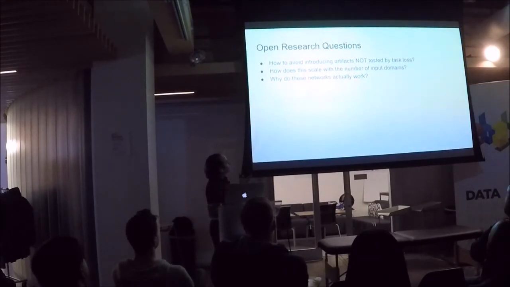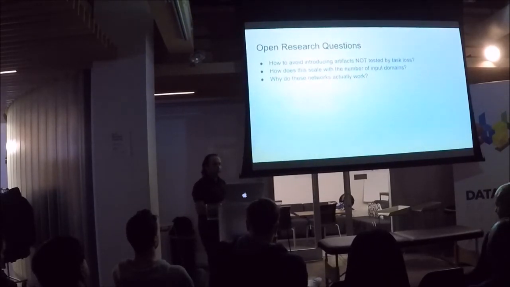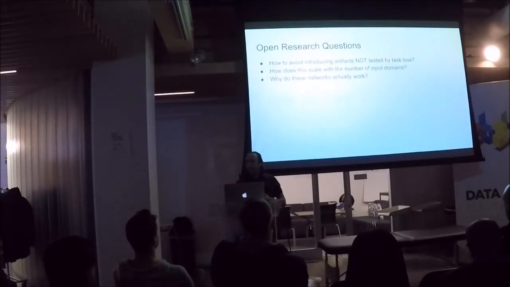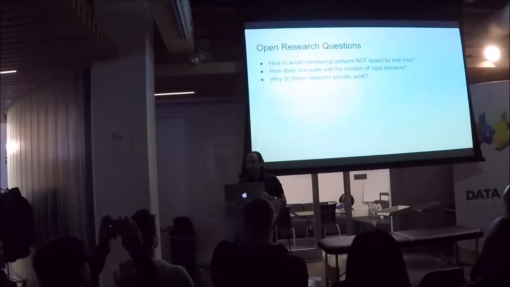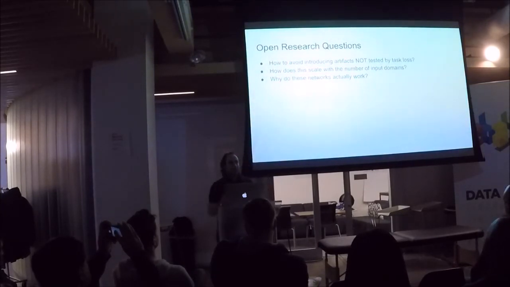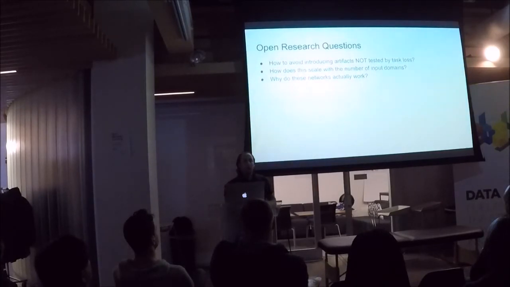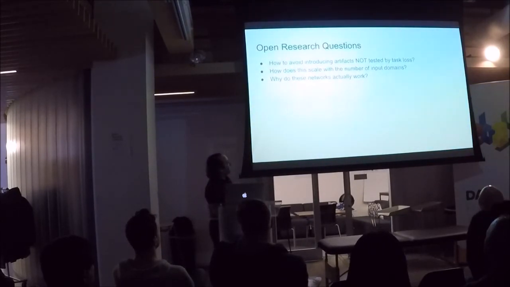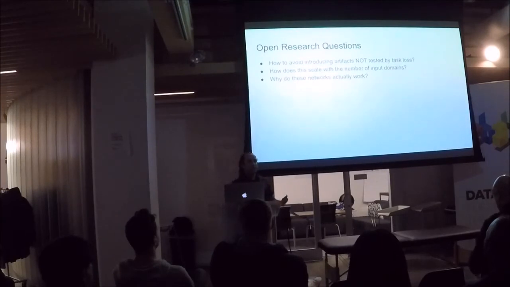Now there's still a bunch of open research questions that we have yet to solve. The biggest one, which I alluded to earlier, is how do we avoid introducing artifacts that aren't covered by the task loss? If we want to guard against a certain type of artifact right now, we need to add a new task loss for every type of artifact that we're worried about. That's very unideal, and it really complicates training. To me, that is a totally open research question. The second thing is, how does this scale with the number of input domains?